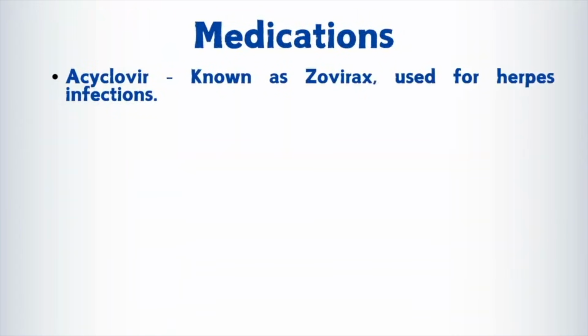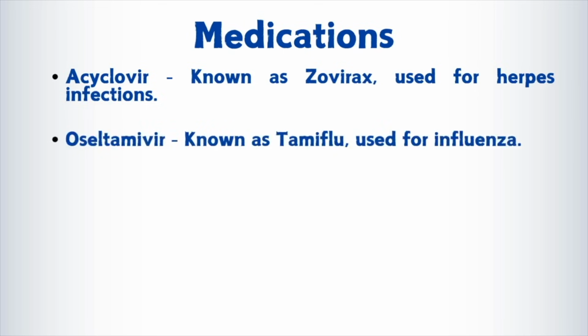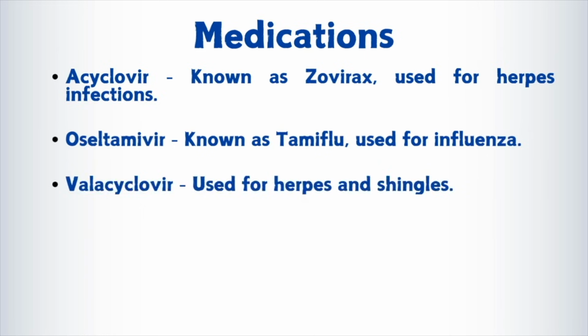Our first antiviral is acyclovir. This is known as Civirix, and it's used for herpes infections. Oseltamivir, also known as Tamiflu, is used for influenza. Valacyclovir is used for herpes and shingles.